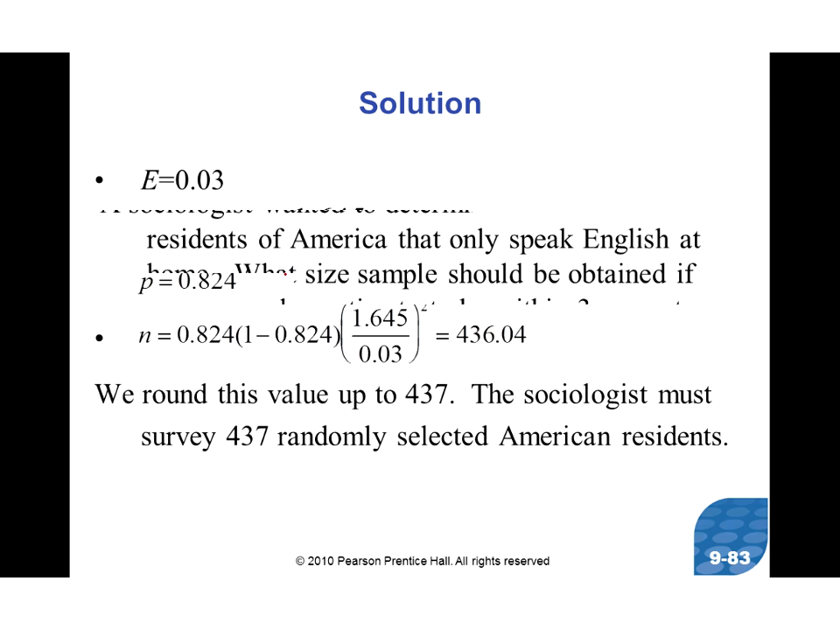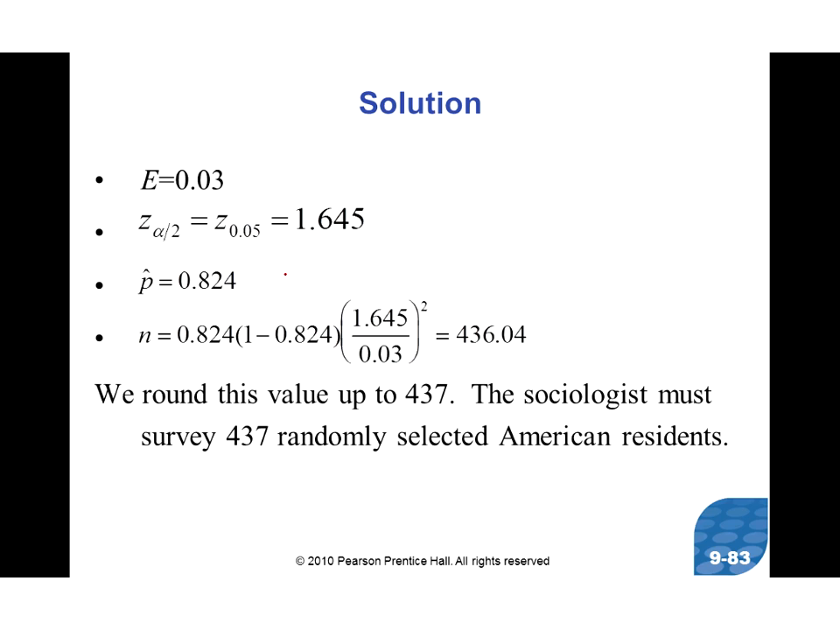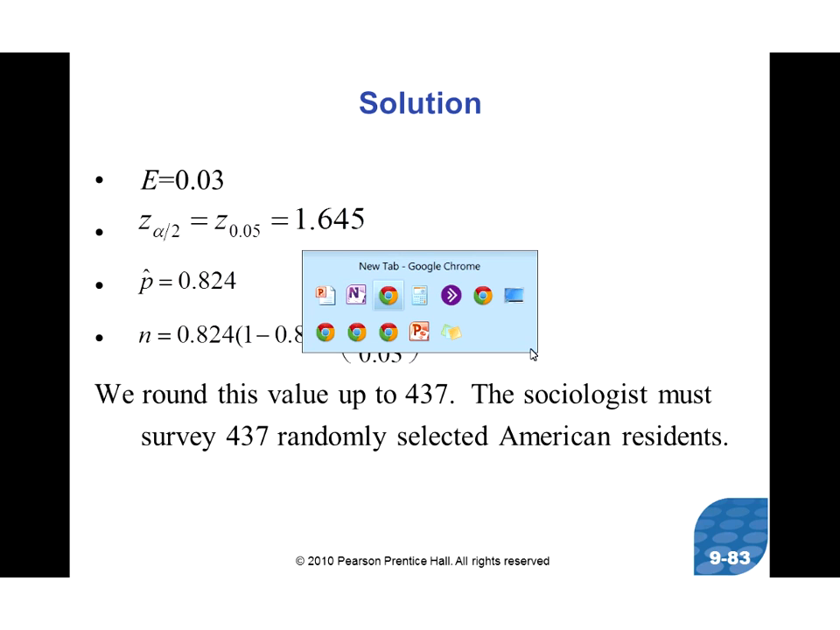So our error in the problem is 3 percentage points or 0.03. Our z of alpha over 2 is going to be z of 0.05, which is 1.645. Our p hat is 0.824, and then we plug and chug. Now, anytime you get a decimal, you always round up to the next highest number. So we round that up to 437.